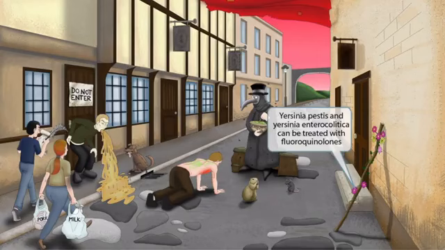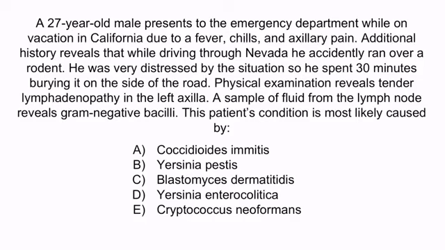All right, now that we've covered the image, let's review with a question. A 27-year-old male presents to the emergency department while on vacation in California due to a fever, chills, and axillary pain. Additional history reveals that while driving through Nevada, he accidentally ran over a rodent. He was very distressed by the situation, so he spent 30 minutes burying it on the side of the road. Physical examination reveals tender lymphadenopathy in the left axilla. A sample of fluid from the lymph node reveals gram-negative bacilli.